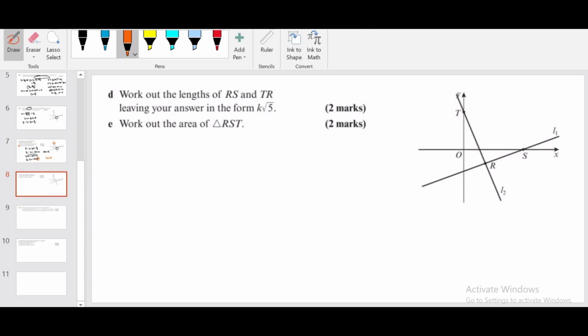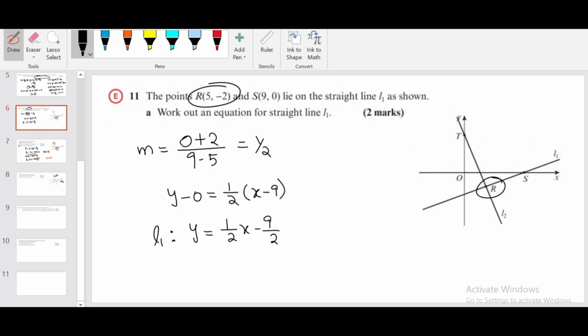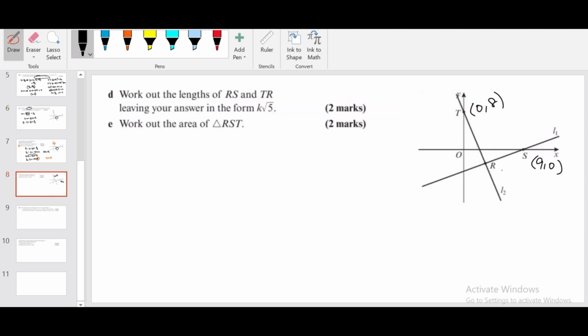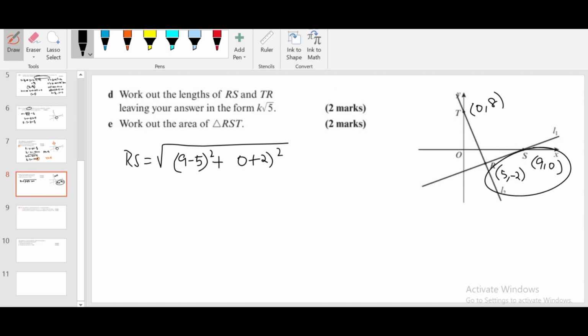Part D of the question says work out the length of RS and RT. We need to know the coordinates of these points. T is 0, 8. S is 9, 0. R is 5, minus 2. So first let's find the distance RS. It is the square root of, use these 2 points and apply the distance formula, x2 minus x1 whole square plus y2 minus y1 whole square. So you'll get 9 minus 5 is 4, square 16, plus 2 square 4, square root of 20.